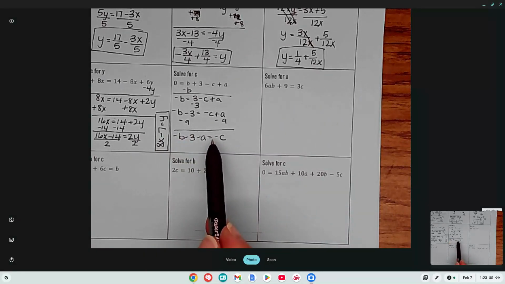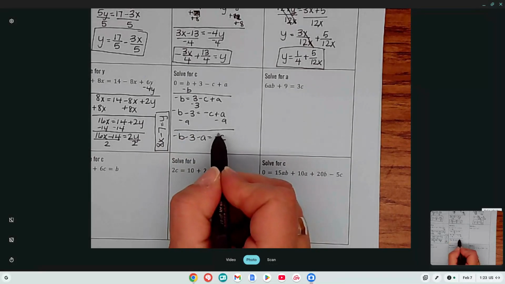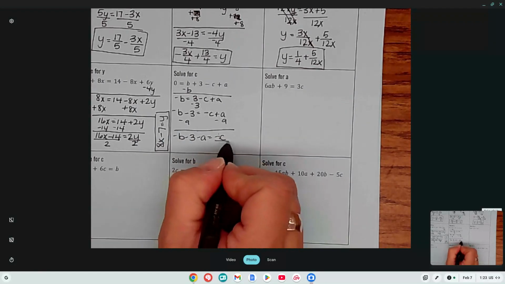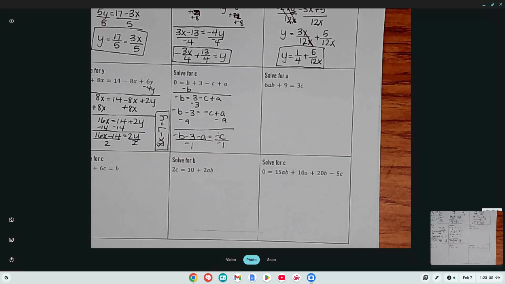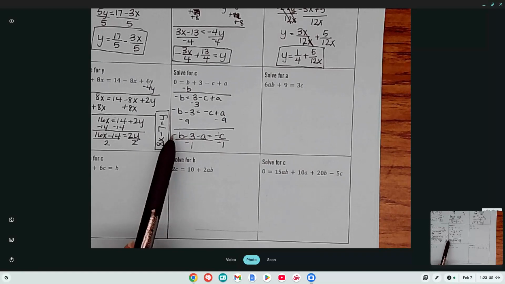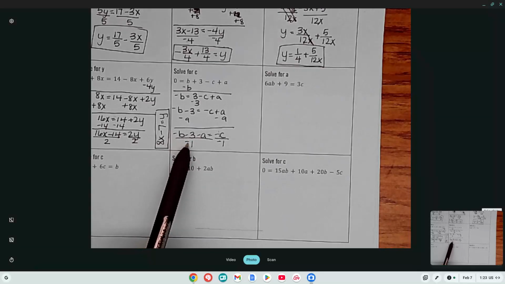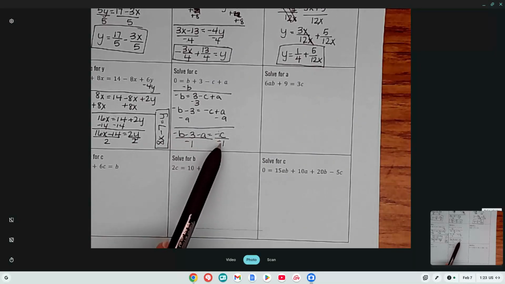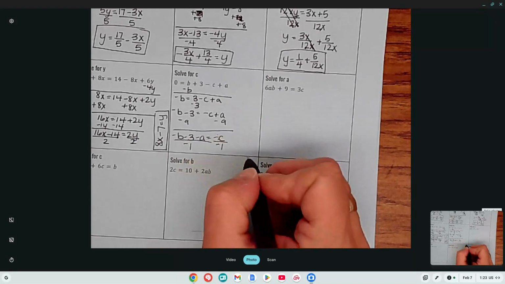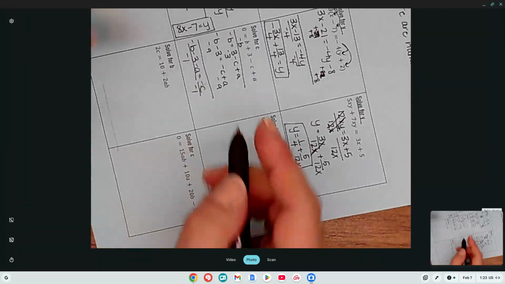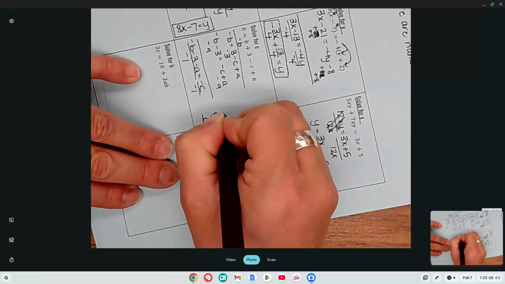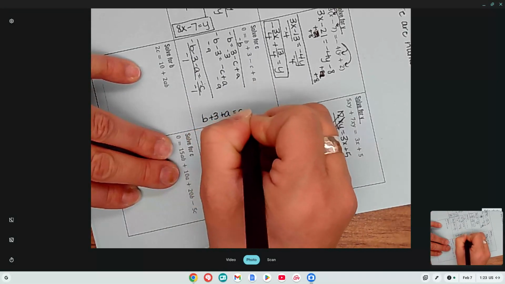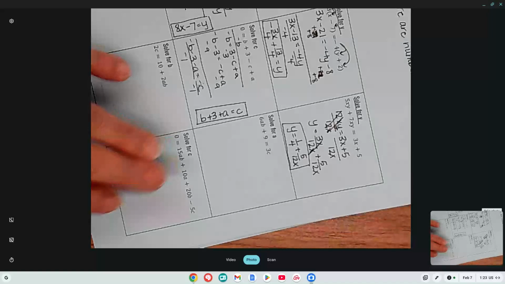Now this is a negative C, right? So that's like having an invisible negative 1 in front of it. So I'm going to divide everything by negative 1. When you divide by negative 1, that just changes signs. So these are all negative, and when you divide by negative 1, these just become positive. Same thing here. So then you would end up with positive B, positive 3, positive A equals positive C. Okay.